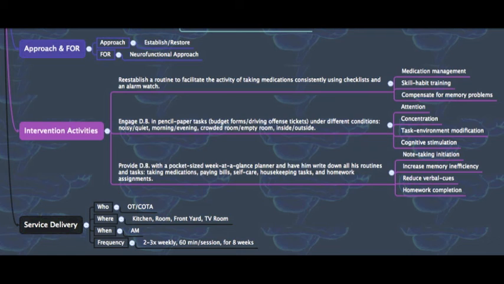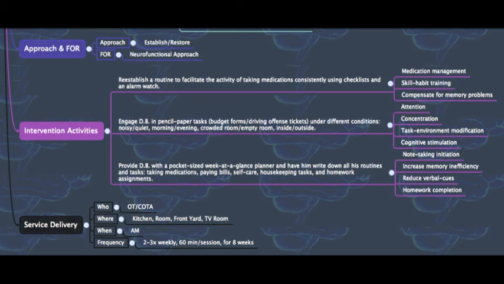The first one would be to reestablish a routine to facilitate the activity of taking medications consistently using checklists and an alarm watch. This would focus on medication management, skill habit training, and compensate for memory problems. The second one would be to engage DB in pencil paper tasks, budget forms, driving offense tickets under different conditions such as noisy and quiet, morning, evening, crowded room and empty room, and inside and outside. This would focus on attention, concentration, task environment modification, and cognitive stimulation.